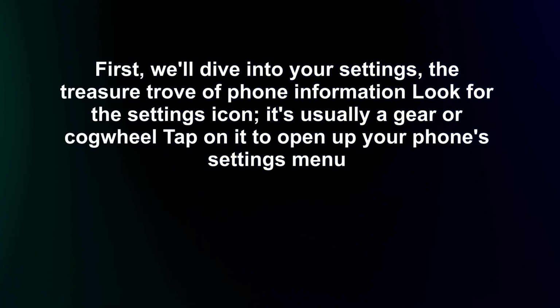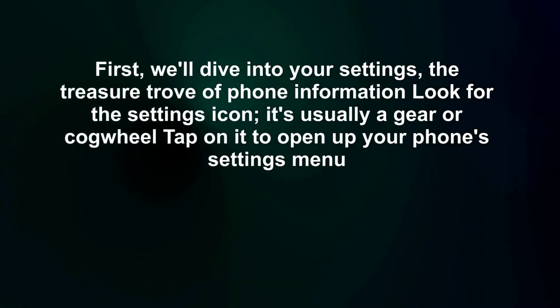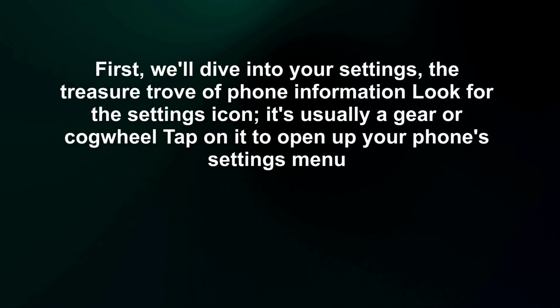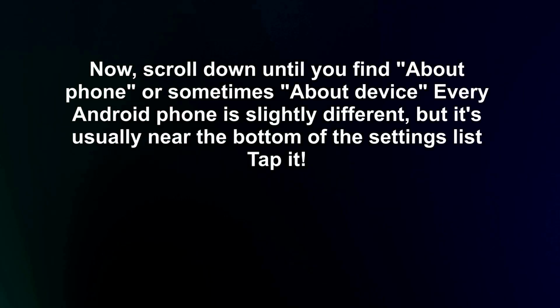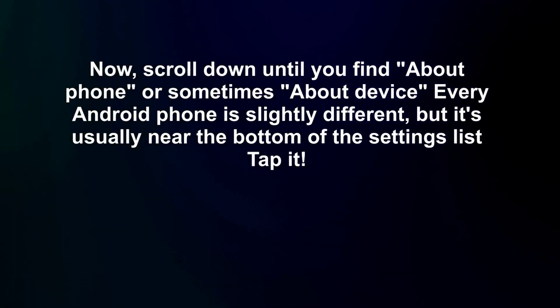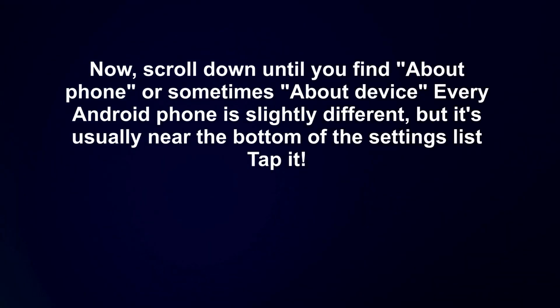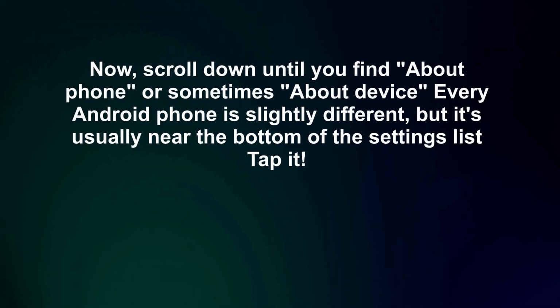Look for the settings icon. It's usually a gear or cog. We'll tap on it to open up your phone settings menu. Now, scroll down until you find About Phone or sometimes About Device. Every Android phone is slightly different, but it's usually near the bottom of the settings list.